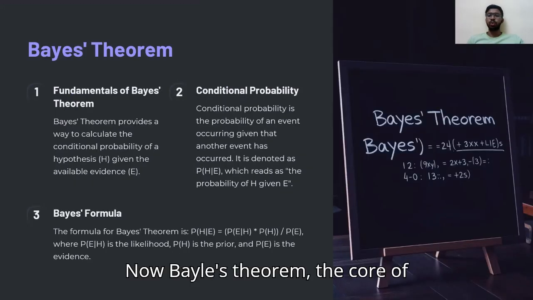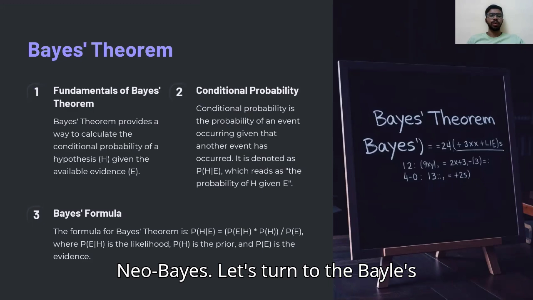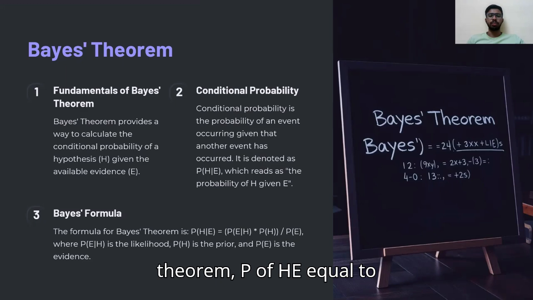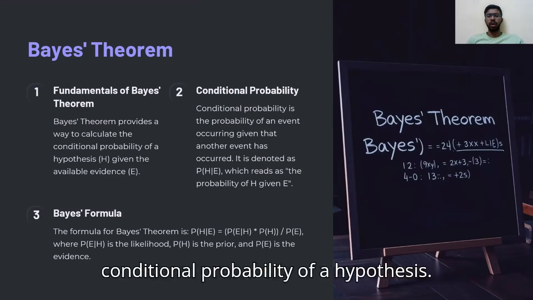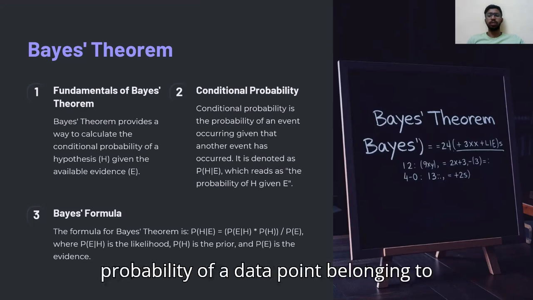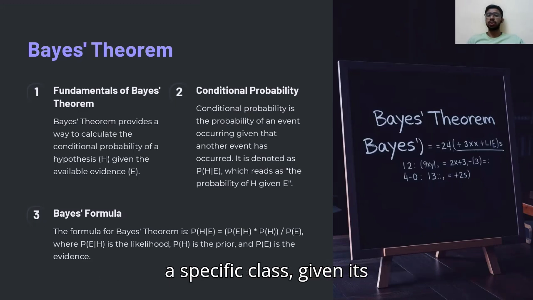Now, Bayes' theorem, the core of Naive Bayes. Let's dive into Bayes' theorem, the heart of Naive Bayes. Bayes' theorem: P(H|E) = P(E|H) * P(H) / P(E). Bayes' theorem provides a way to calculate the conditional probability of a hypothesis given some evidence. In the Naive Bayes algorithm, this allows us to calculate the probability of a data point belonging to a specific class given its features.